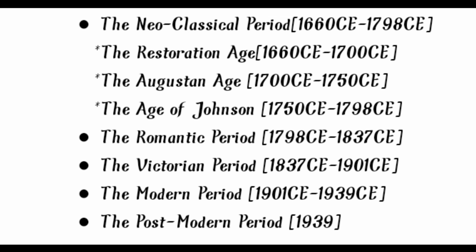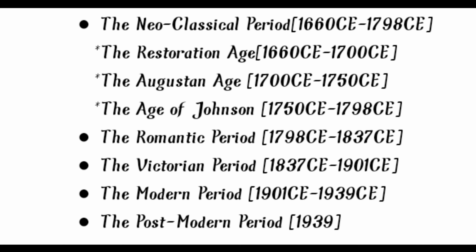Then we have the Neoclassical period, which ran from 1660 to 1798 CE. The Neoclassical period is also divided into 3 ages. The first age is known as the Restoration Age, which ran from 1660 to 1700 CE. This is also called the Age of Dryden. Then the Augustan Age, which ran from 1700 to 1750 CE, also called the Age of Pope. John Dryden and Alexander Pope were famous for their poetry.